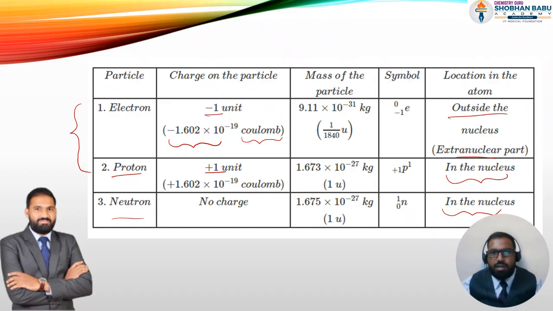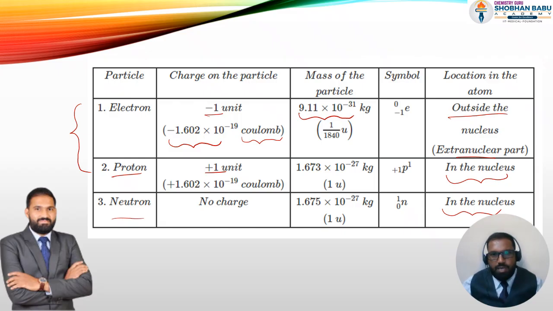But when it comes to mass, the mass of the electron is equal to 9.11 into 10 to the power minus 31 kg. Minus 31 means after the decimal point you keep 31 places, which is almost 1 by 1840 times the atomic mass unit in comparison with the protons.